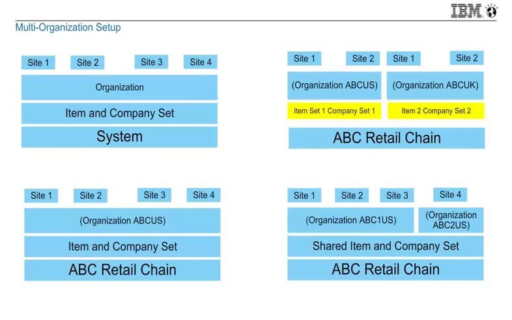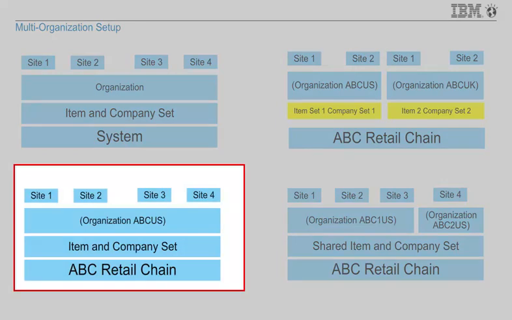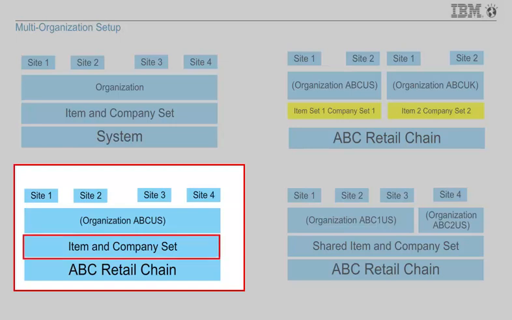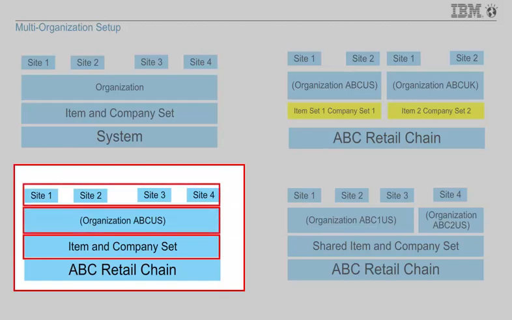So let's look at a few examples. In the first example, we have a retail chain that operates exclusively in the United States. The stores use the same standard business processes, share the same item master, and order from the same approved list of vendors. But the inventory level and stocking levels are different based on the store's location. In this case, we could have one organization with each site as a store.